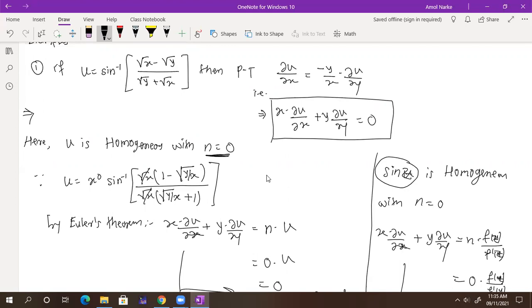The condition will always be given, no? Which condition? This one, x dot del u by del x plus... The problem is like that. Sometimes they may ask you to prove something. Suppose u is homogeneous of degree 3. Then they are asking for 3 into u, which is nothing but 3u. That condition you need to remember all the time. This is what Euler's theorem says.